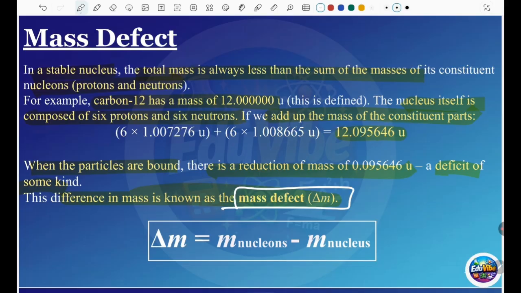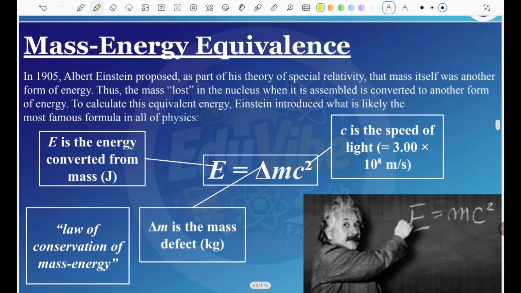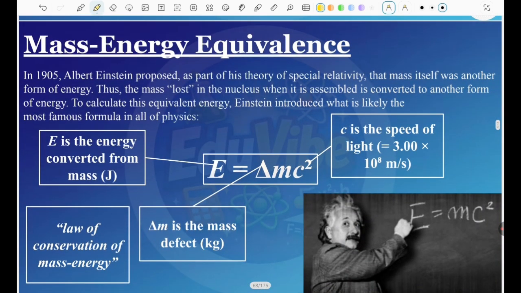The mass defect, which is called delta M, is equal to the mass of the nucleons minus the mass of the nucleus. Mass of nucleons minus the mass of the nucleus. So that's the main thing, the mass defect, and we have to deal with that formula again and again. Delta M is used in the Einstein equation too, that we also use to find the energy of anything.